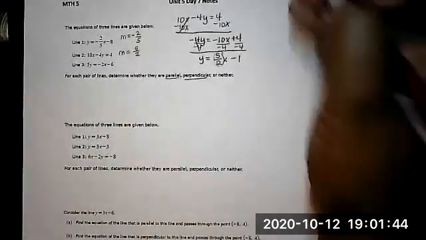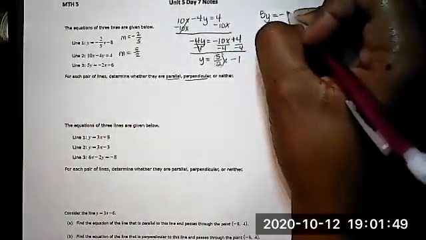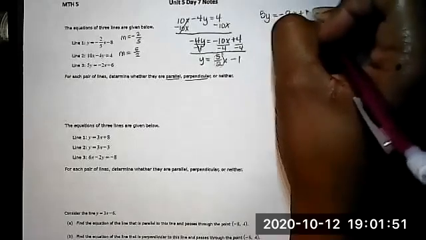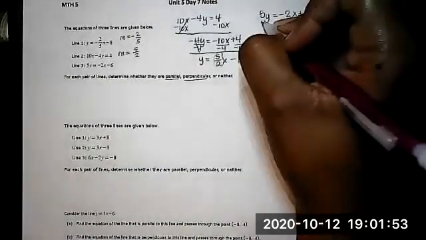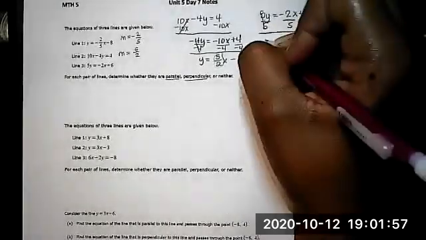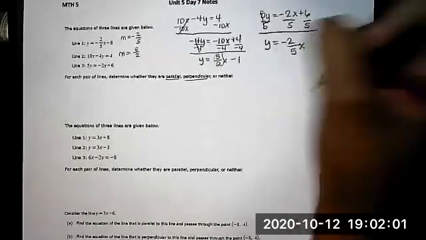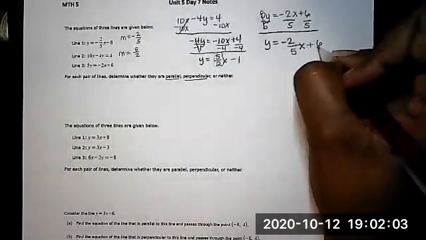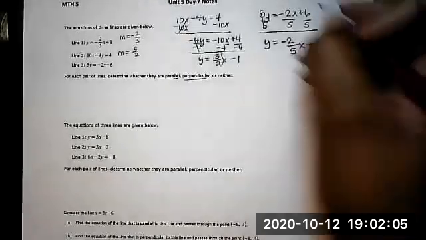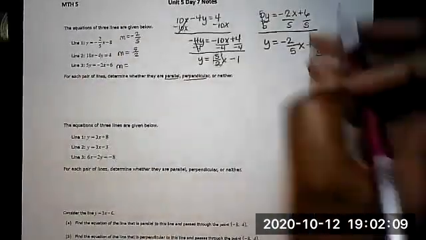And then let's get this one. Again, let's get that one where y is by itself. So we're going to divide everything by 5. So y is equal to -2 over 5x plus 6 over 5. And the m there is going to be equal to -2 over 5.